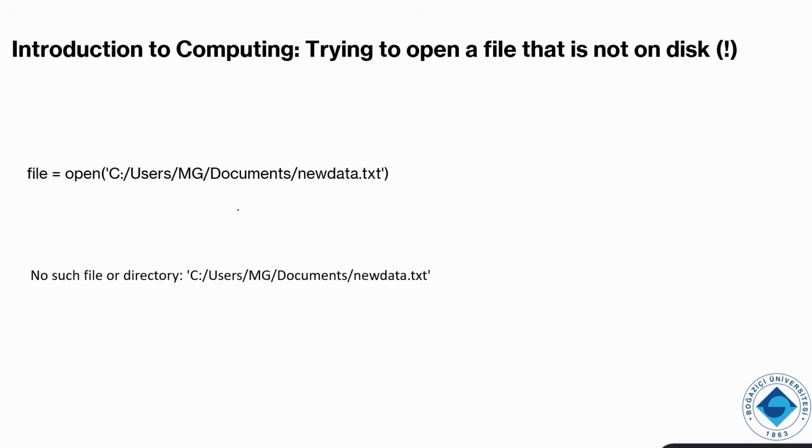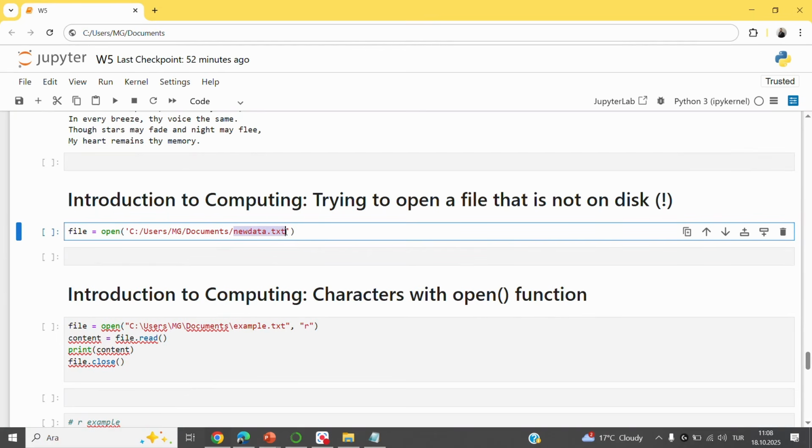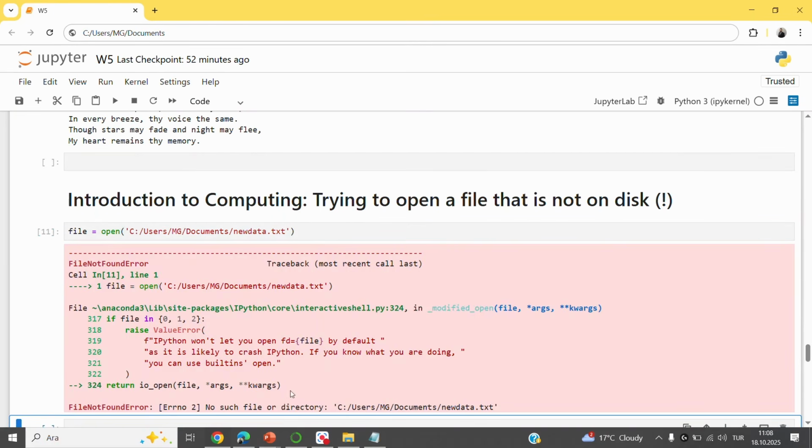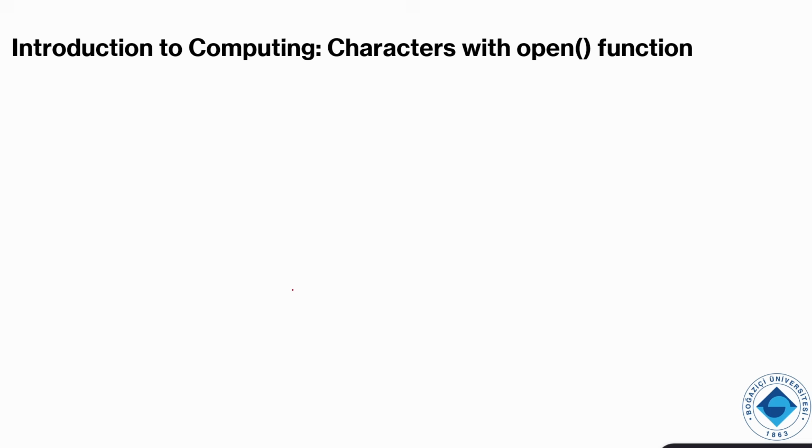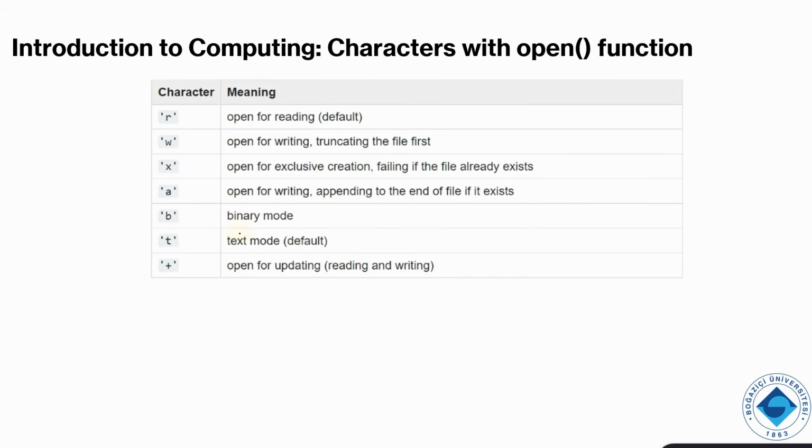And if you try to open a file that is not on your disk, meaning you didn't create it before, it will give an error. I didn't create a file like this in this path address, so it will return an error, as you can see. And here we can see all the modes: R, W for write, X, A for append, B for binary mode, T for text mode, and plus, which is reading and writing all together.